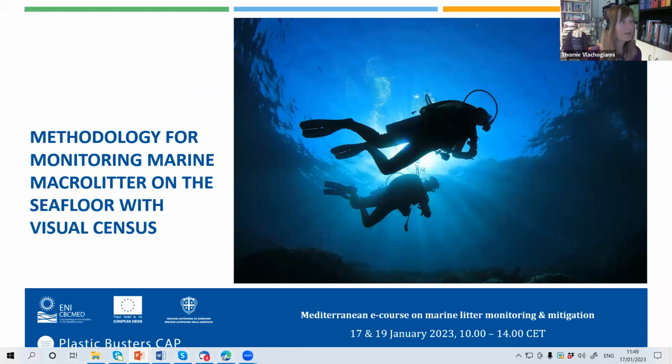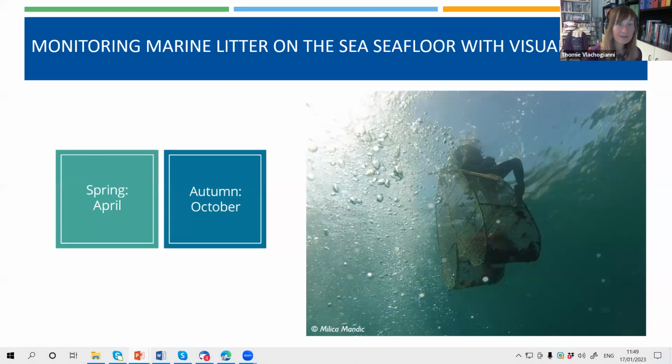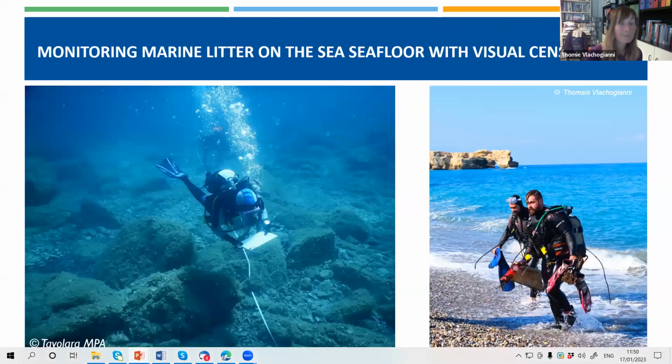Regarding now the monitoring of macrolitter on the seafloor with visual sensors, again, these are the timings that the survey should be performed in spring and in autumn, April, October, respectively.